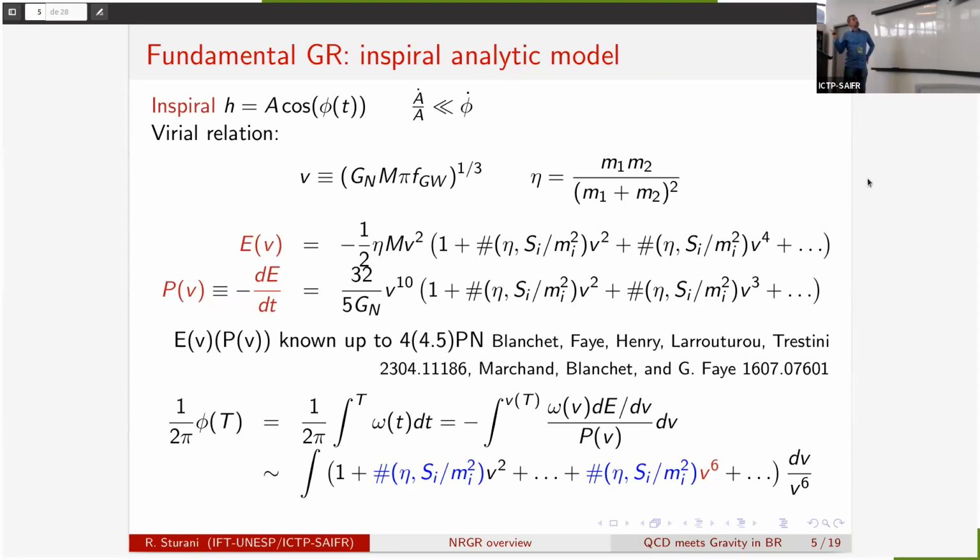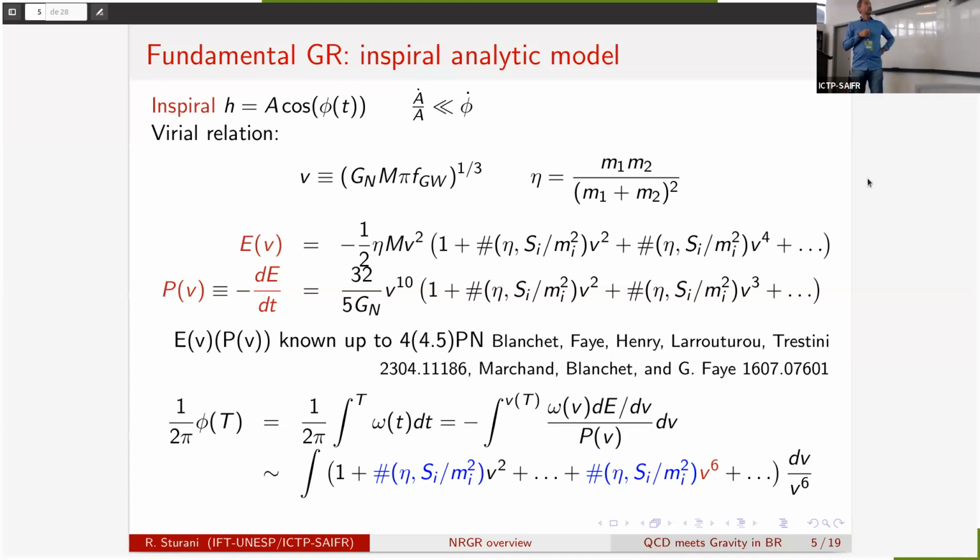Okay, and so just to make a bridge with what Maria was saying this morning, at the end of the day, let's forget about measuring for a moment. What we need to do, we want to compute 2 functions, the energy and the luminosity function. So the energy, and let's specialize to circular orbits, so no spin, circular orbits, just to make it simpler.